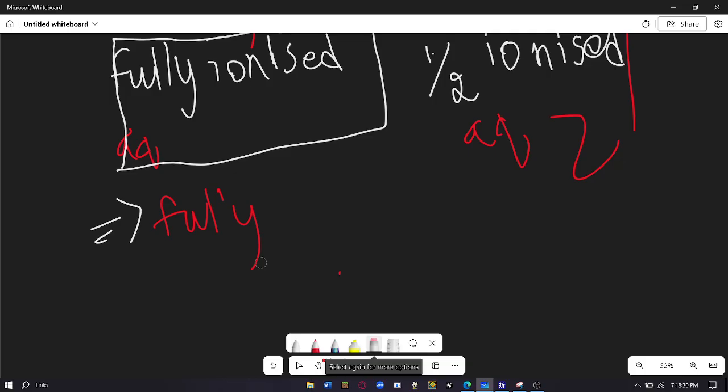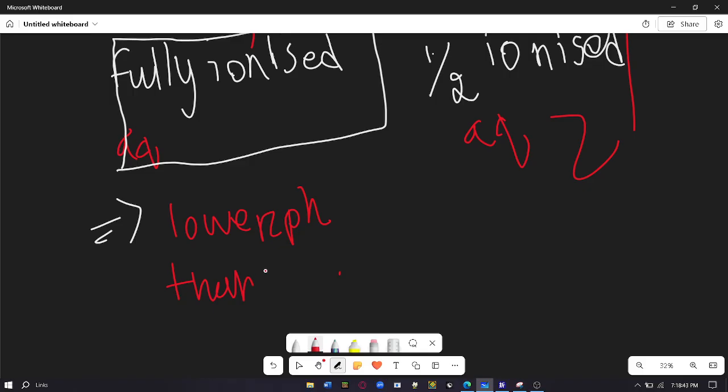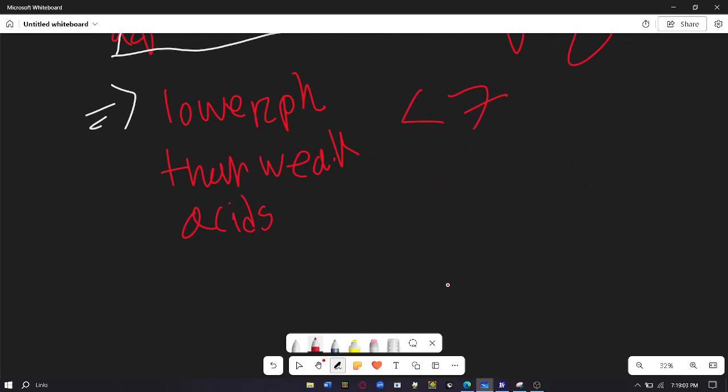If that's hard to remember, you can also write that strong acids are of lower pH than weak acids, and weak acids are of higher pH than strong acids, but less than 7. Seven is neutral, and anything above 7 is considered an alkali. And then you can give some examples, any example you want.